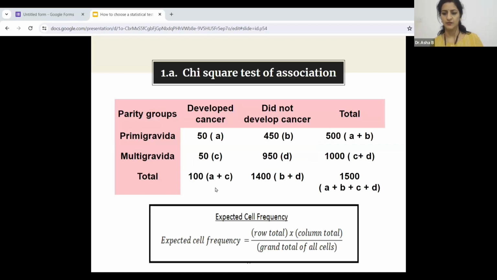Let us look into the first example, chi-square test of association. Here we are checking the association between two things: parity group and cancer. Both are discrete data. This table displays the observed values. Whatever we have, this 50, 50, 450, and 950, is what we have observed in our study. For applying the chi-square test, we have to calculate the expected cell frequency. How many cancers are expected among primary gravida, and how many multigravida should have had cancer? What is the expectation that we are having? That also should be calculated. I will not go into the calculation part again, so software gives us the values directly. The expected cell frequency is row total into column total divided by the grand total of all cells. We calculate the expected frequency and then compare it to the observed cell frequencies.